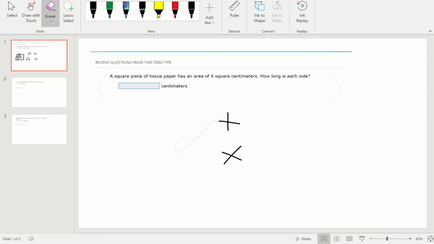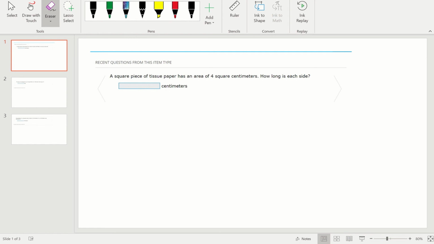So if you're getting frustrated because you keep getting them wrong, double check. If you see the word perimeter, you know you're going to add. If you see the word area, you're probably going to be multiplying. So that's the first thing. The second thing is that there are some more challenging questions where you're going to have to go backwards.